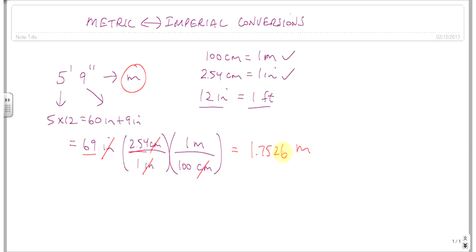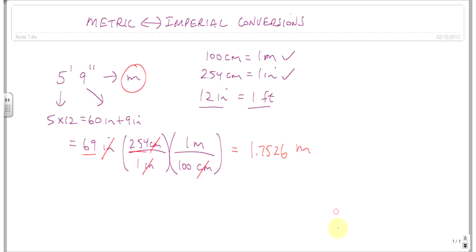Exactly. Read the question. It may ask you to round it to the tenths, to the hundredths. If it doesn't, let's just write the whole answer out exactly. That's how many meters 5 feet and 9 inches is.